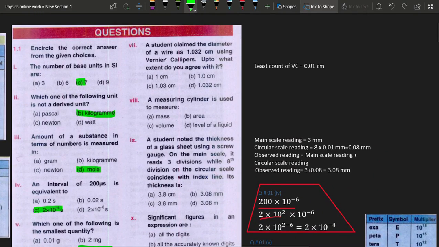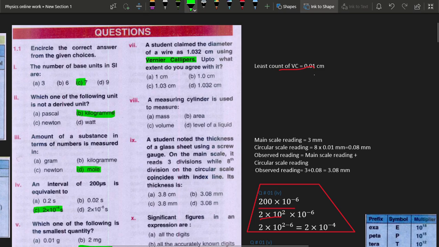Now next question is: a student claims the diameter of a wire as 1.032 centimeter using a vernier caliper. Up to what extent do you agree with it? In this type of question, you need to look at the least count of the given measuring instrument. In this case, our given measuring instrument is the vernier caliper, and the least count of the vernier caliper is 0.01.